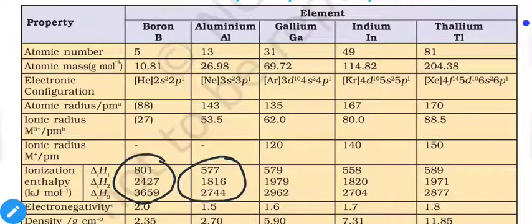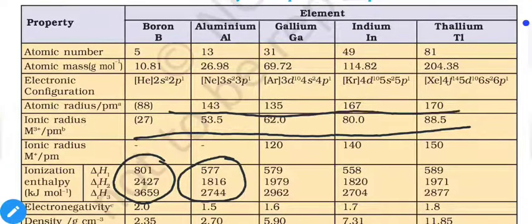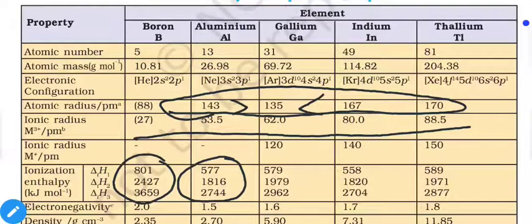But in this case, sizes are irregular. In group 13, as we already discussed in atomic radii, we can see it here as well. Atomic radii are mentioned here, and as we can see, aluminium is comparatively larger than gallium. Then gallium is smaller than indium, and indium and thallium have a very small, negligible difference in their atomic radius. So that's why the trend of removal of electrons, or ionization enthalpy, is unusual. That means the ionization enthalpy of aluminium should be higher than gallium, but it is opposite in this case.